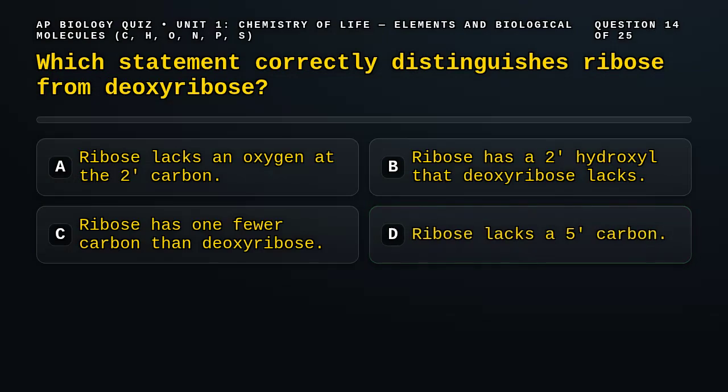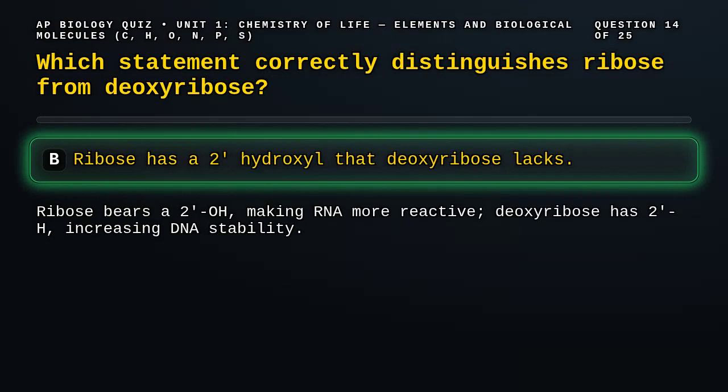Question 14. Which statement correctly distinguishes ribose from deoxyribose? A. Ribose lacks an oxygen at the 2' carbon. B. Ribose has a hydroxyl at the 2' carbon that deoxyribose lacks. C. Ribose has 1 fewer carbon than deoxyribose. D. Ribose lacks a 5' carbon. Correct answer, B. Ribose has an OH at the 2' position, whereas deoxyribose has H there. The extra hydroxyl makes RNA less chemically stable and more reactive than DNA.